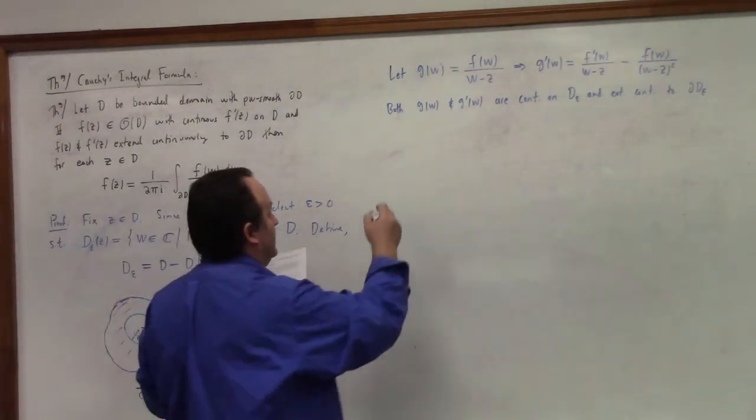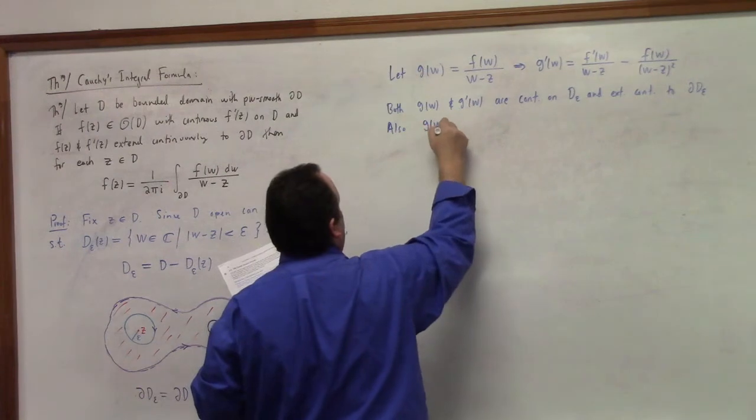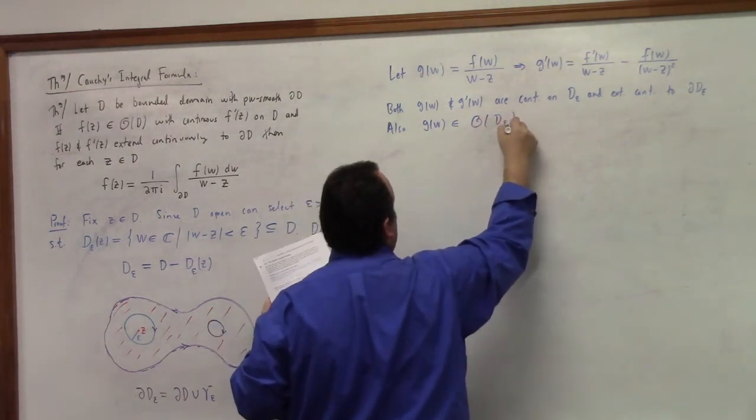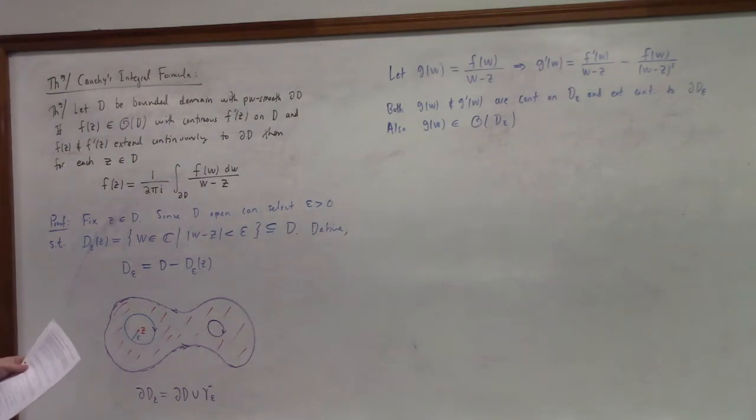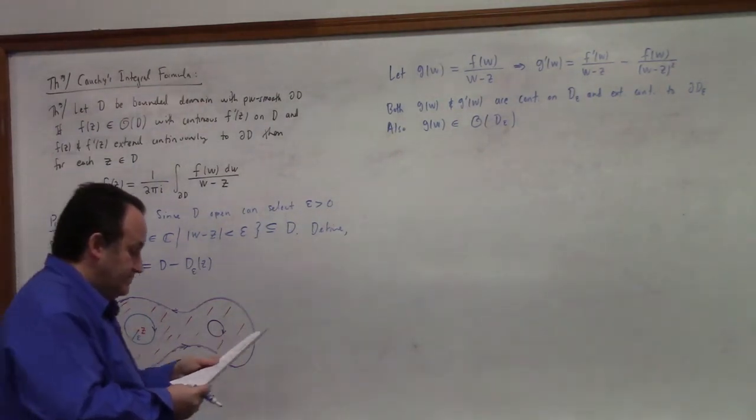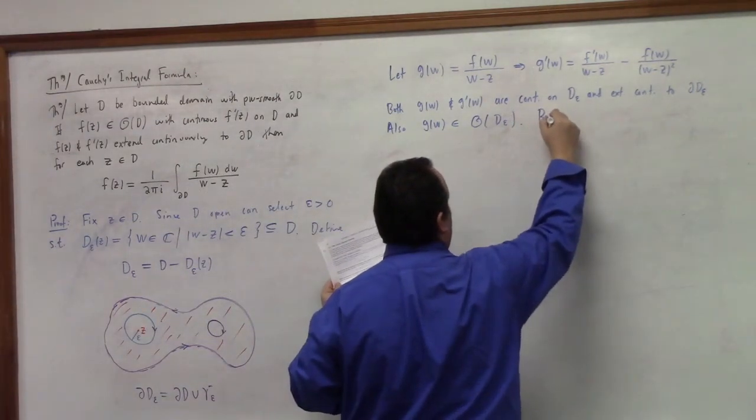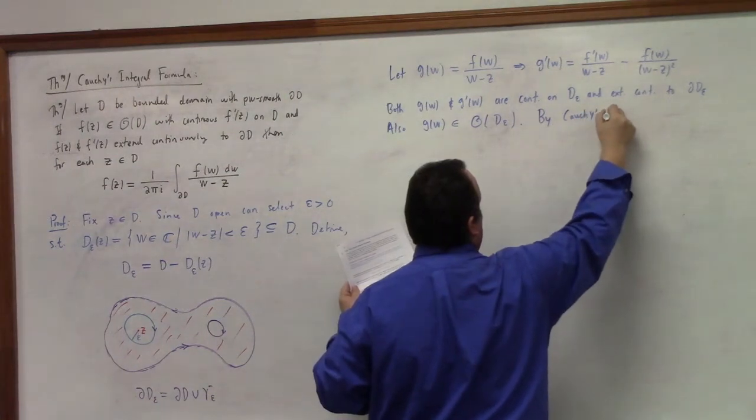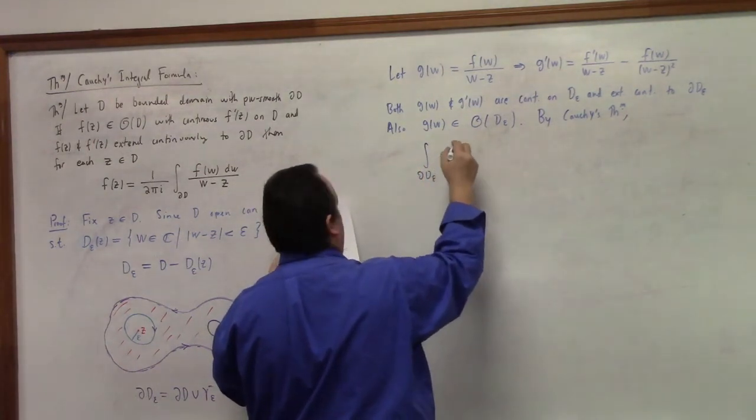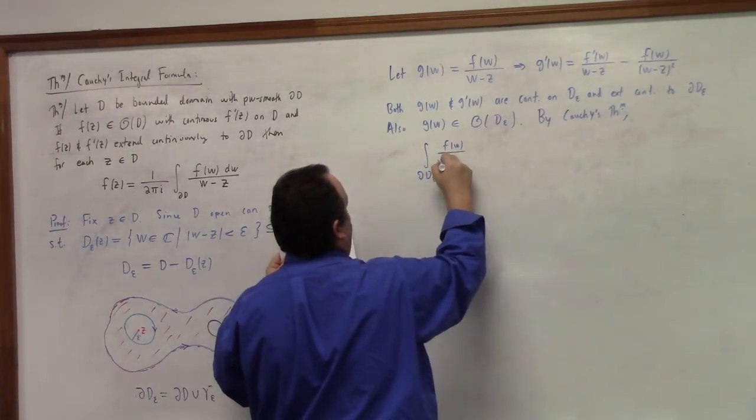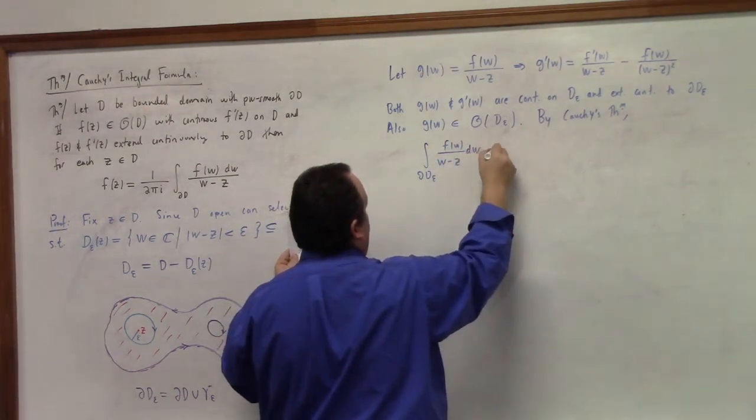So, what else do we know? Also, G of W is holomorphic on this region. So we have a function which is holomorphic, and itself and its derivative extend to the boundary of the region, and so that means we can apply Cauchy's theorem, right? So thus, by Cauchy's theorem, which we proved last time, the integral over the boundary of D epsilon of F of W over W minus Z dW is equal to zero, right?